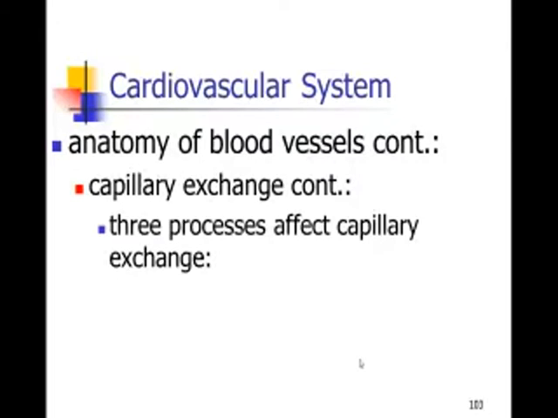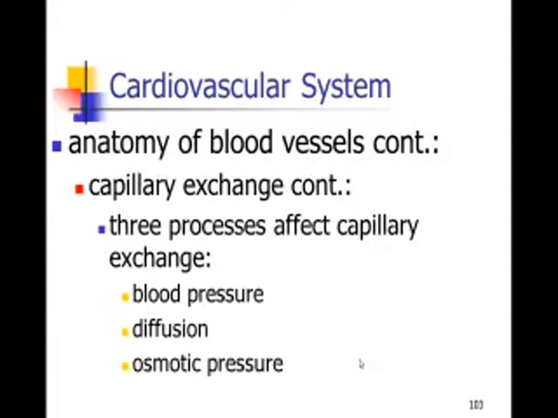There are three things that are going to affect capillary exchange. One is the blood pressure. Another is diffusion, and another is osmotic pressure. Now, blood pressure is going to force it. The higher it is, it's going to force materials to leak out. Diffusion is going to run basically on concentration gradients, net movement from high concentration to low, and the osmotic pressure will affect the movement of water. The less water there is in one place relative to another, the water will move into that area where there's not very much water.